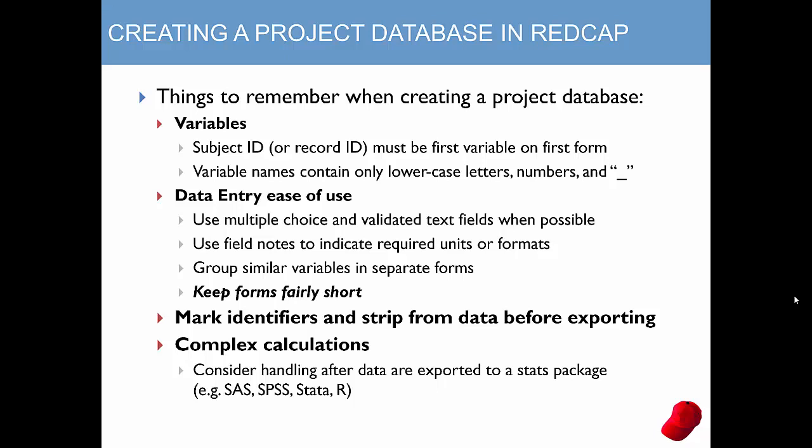Of course, not every field can be done as a multiple choice, and so we recommend that you validate your text fields whenever possible. Validating a field means saying that only a specific kind of data, such as a number or a date, should go into that field. This will keep data entry uniform so that it's easier to clean and analyze, and it will also help minimize data entry errors. Where possible, use field notes, small notes that appear underneath the data entry field, to indicate information like required units or formats for entering the data.